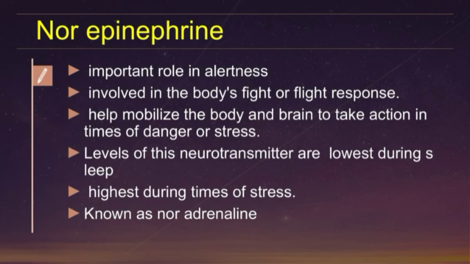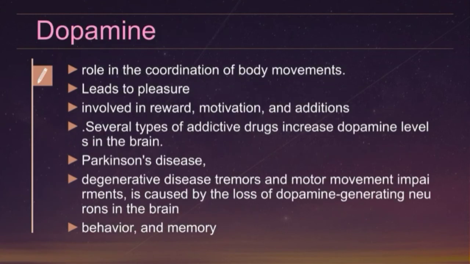stress. Dopamine is produced by neurons located in a region of the brain called the substantia nigra. It is involved in movement, attention and learning. Degeneration of dopamine-producing neurons has been linked to Parkinson's disease. Too much dopamine has been linked to schizophrenia. It leads to pleasure involved in rewards, motivation and addiction effects. It has a key role in our body movements and coordination, memory and behavior.